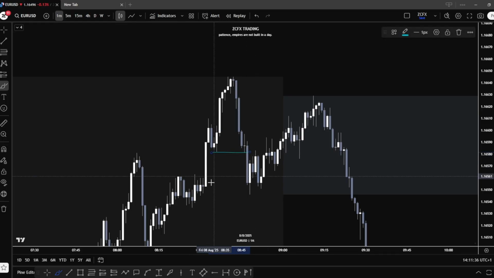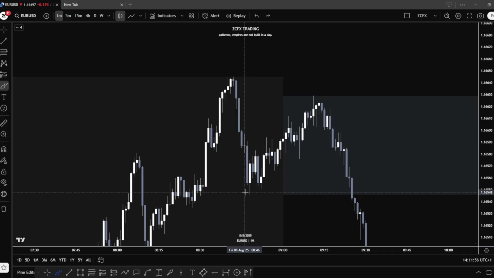So we shifted bearish. This might not be your low from where the market shifted. It might be over here, or over here, the lowest point. It really depends on how you map up structure. But like I said, the way that we do it at ZCFX trading is completely unique and different. It's mechanical, it's rule-based, and you're not guessing which high or low you should trade from.